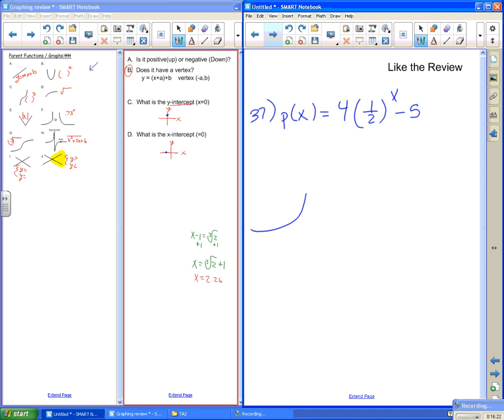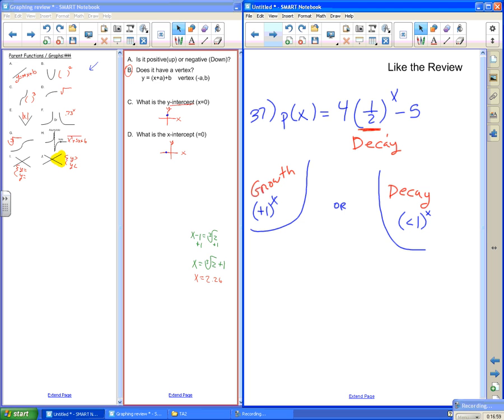It's either going to be this or it's going to be this. This is a growth. This is a decay. I know that this one here, because this is at less than 1, that this is a growth. Or excuse me, I did that wrong. Sorry. Decay. So growth is going to be a plus 1 raised to the x, and a decay is a fraction less than 1 to the x. Okay? So we're dealing with this one.